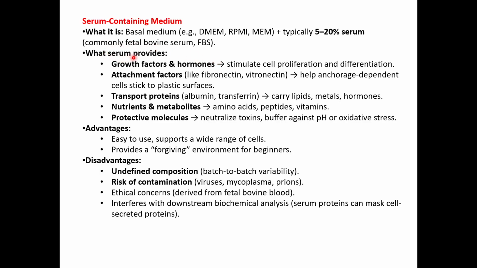So, what does serum provide? Serum provides growth factors and hormones, which stimulate cell proliferation and differentiation, attachment factors like fibronectin and vitronectin, which help anchorage dependent cells to stick to the plastic surface. And it also has transport proteins like albumin and transferrin, which carry lipids, metals, hormones, and nutrients and metabolites like amino acids, peptides, vitamins, etc. It also has protective molecules which can neutralize toxins, and buffer against pH or oxidative stress. So these are all the components of the serum.